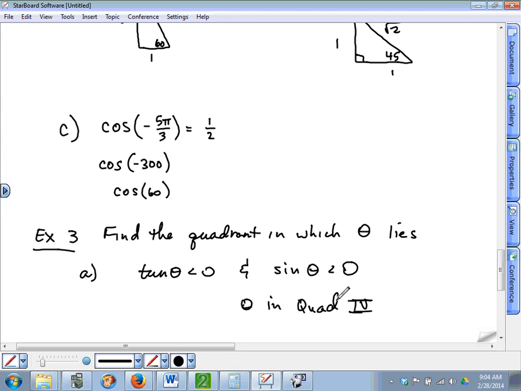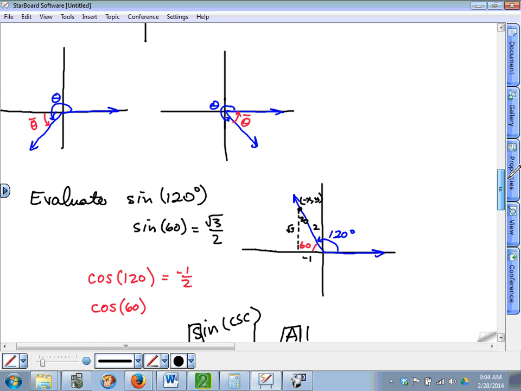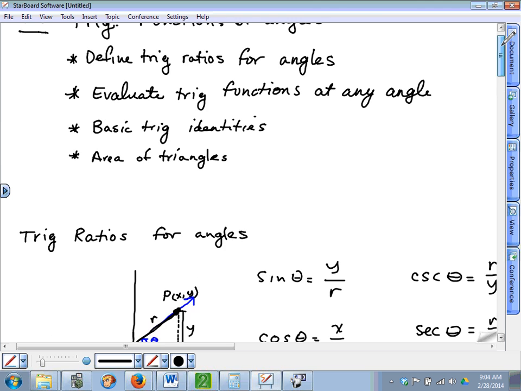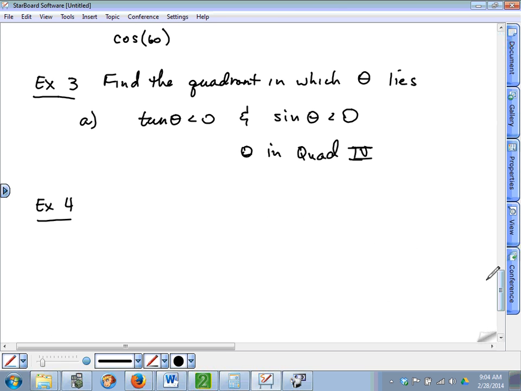So there's one or two problems I assigned that just kind of make you think about where theta is. And there's one or two like this. Example 4. We're not going to have time for objective 3, basic trig identities or area. We're going to have to save that for next time. But example 4.